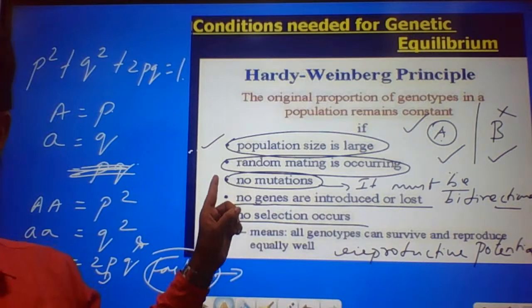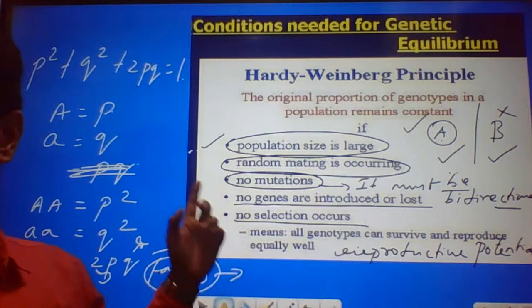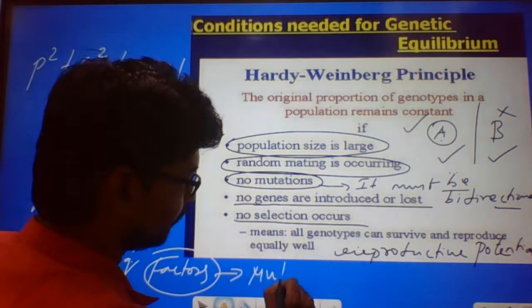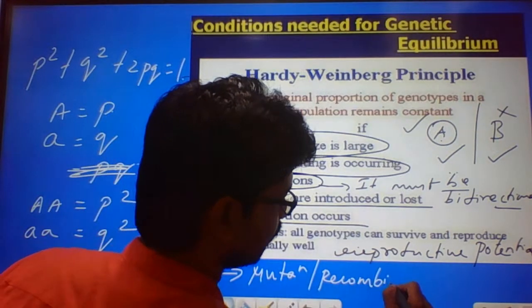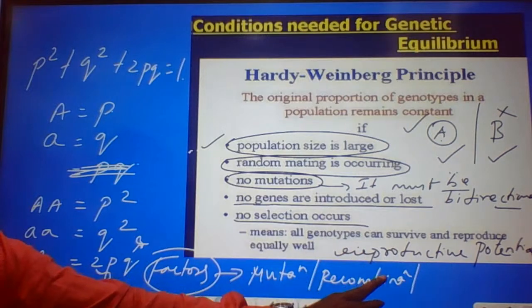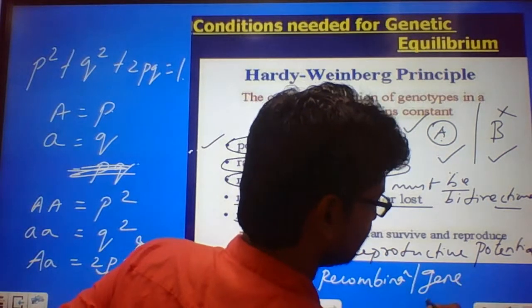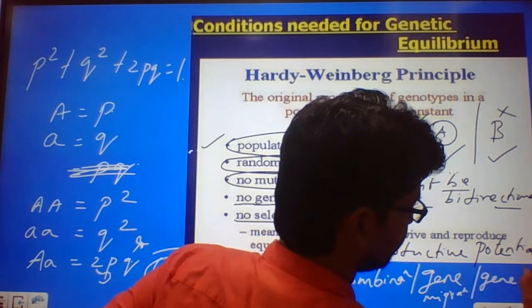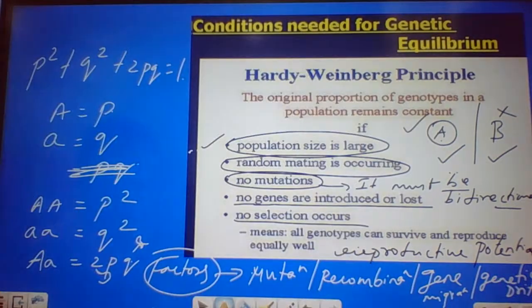Okay, what are the factors which affect it? Factors: mutation, recombination, gene migration. These are very important things you should remember, because sometimes they will ask questions on what the factors are. So: mutation, recombination, gene migration. Then we have genetic drift. These are the main factors you could see.